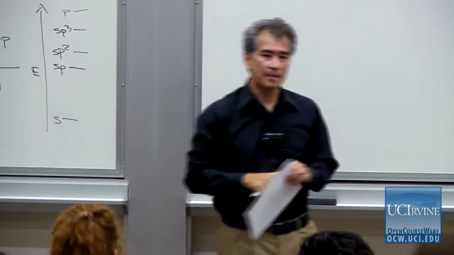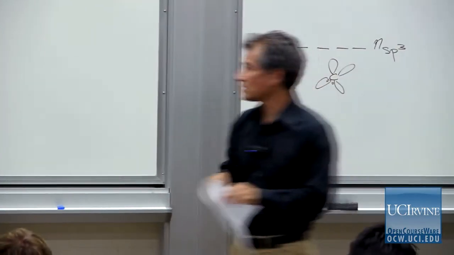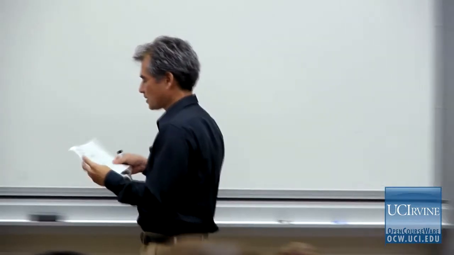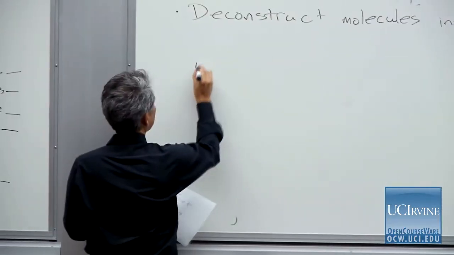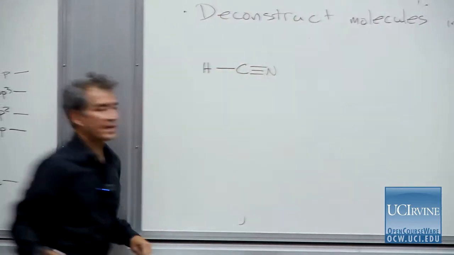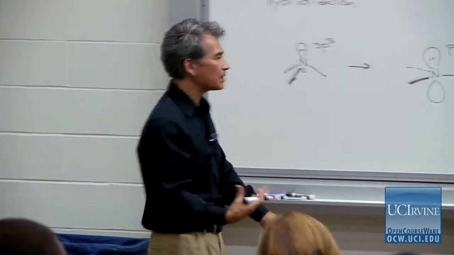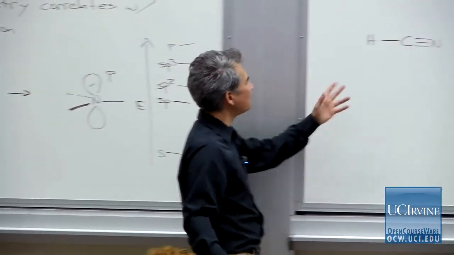Okay, this is a command for you. It's a command that you must do this. Every time you see a molecule, I want you to deconstruct that into atomic orbitals. And I'm going to start with a very simple example so we can see how that works. I'll take hydrocyanic acid.